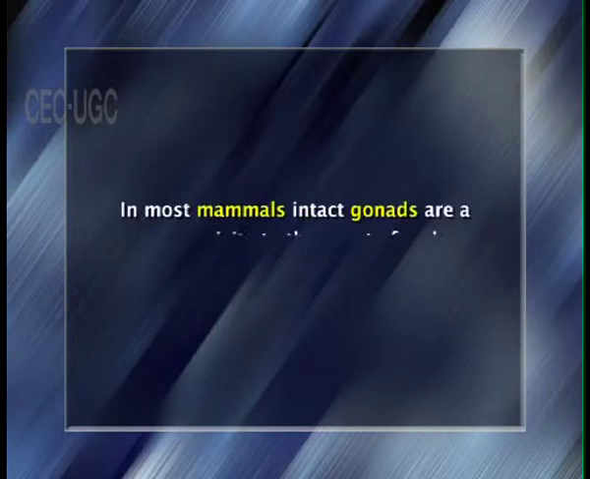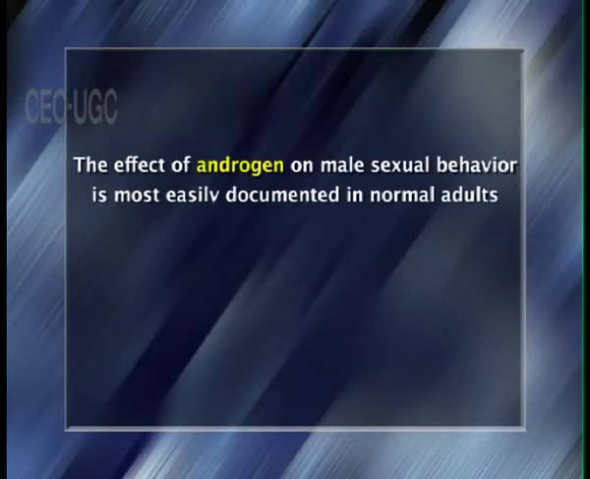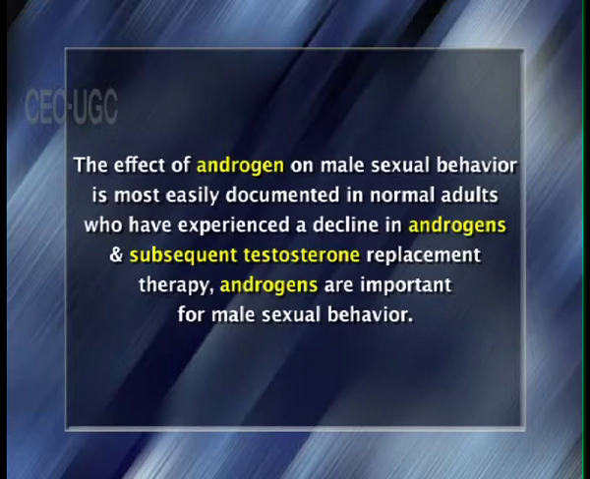Then the male sexual behavior. In most mammals, intact gonads are a prerequisite to the onset of male sexual behavior. The expression of male sexual behavior is rare prior to puberty. However, once a male has become sexually active, removal of the testes does not produce an immediate cessation of mounting or intromission. The effect of androgen on male sexual behavior is most easily documented in normal adults who have experienced a decline in androgen and subsequent testosterone replacement therapy, although androgens are important for male sexual behavior.